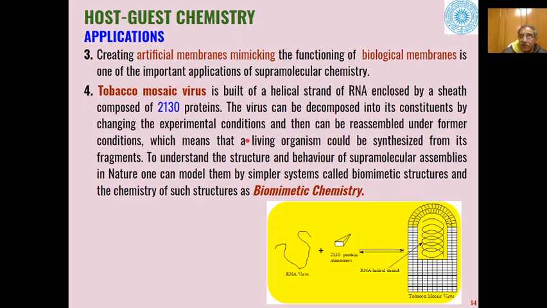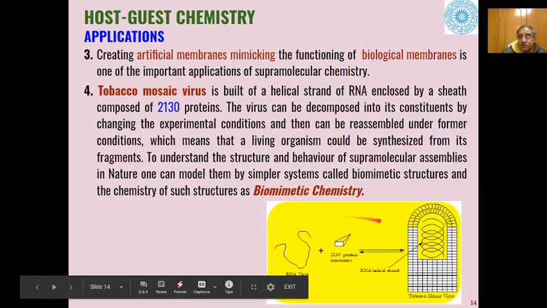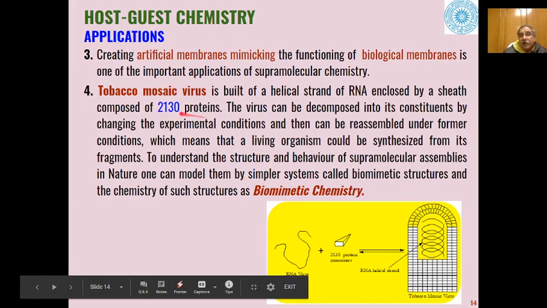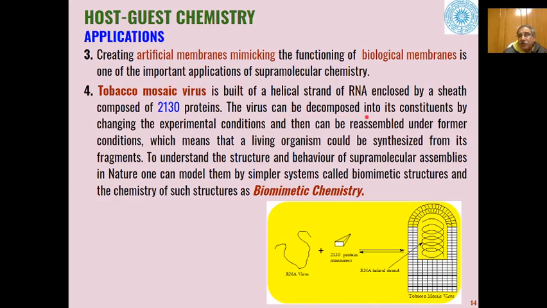Then tobacco mosaic virus. This is the RNA helical strand, and the tobacco mosaic virus consists of 2130 protein sheath units, and this virus can be decomposed into its constituents by changing the experimental conditions. This is an example of biomimetic chemistry.